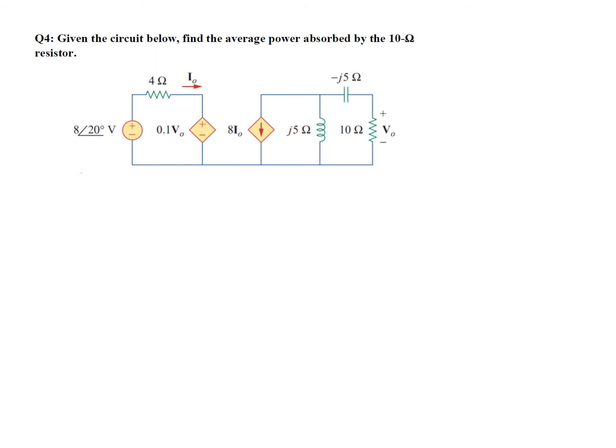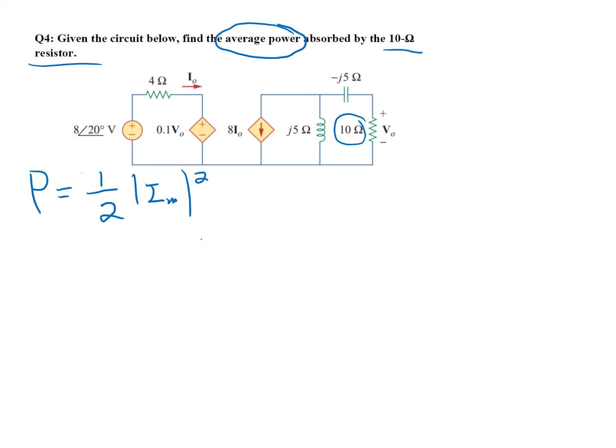Question 4. Given the circuit below, find the average power absorbed by 10 ohm resistor. Well, we need to find the average power absorbed by the 10 ohm resistor here. To find the average power, we can use the formula P is equal to half I peak squared times the resistance R. Well, we know the resistance, so now what we need to do is to find the peak current Im.